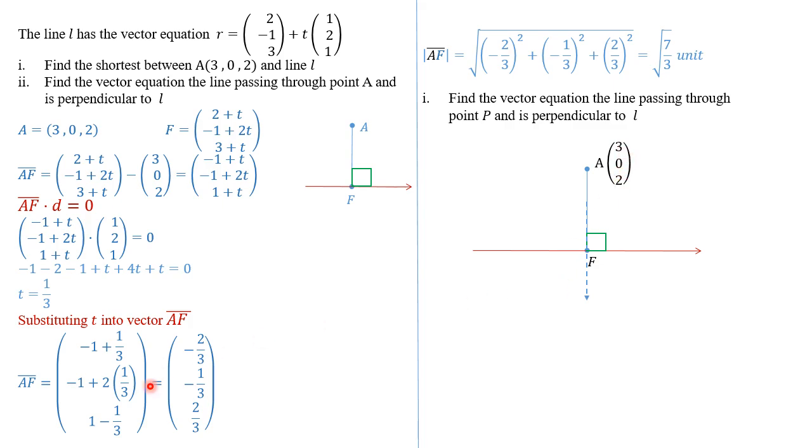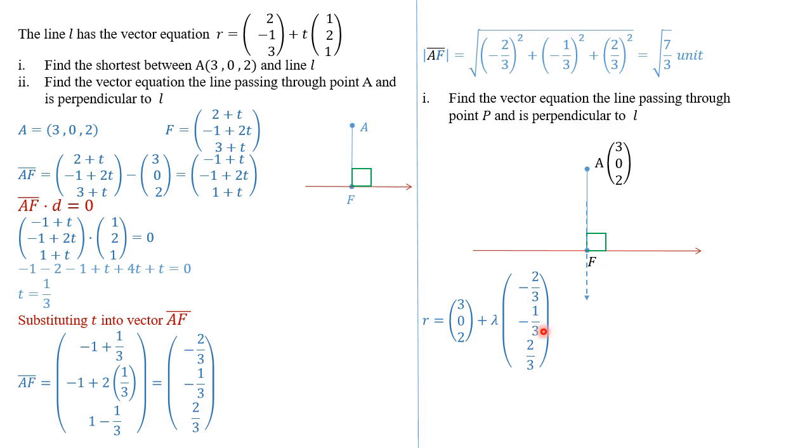So you can see that our vector AF here is minus 2 over 3, minus 1 over 3, then 2 over 3. That's the direction AF. Then our fixed point is what? It's (3, 0, 2). So now we can just write the equation. So the equation is r is equal to (3, 0, 2), which is our fixed point, plus the direction here. So the direction vector which is perpendicular to this line L is minus 2 over 3, minus 1 over 3, and 2 over 3 here.